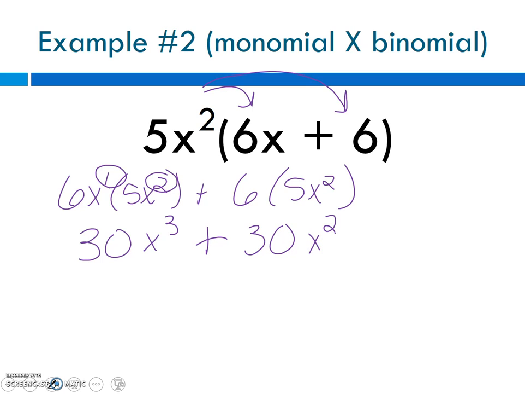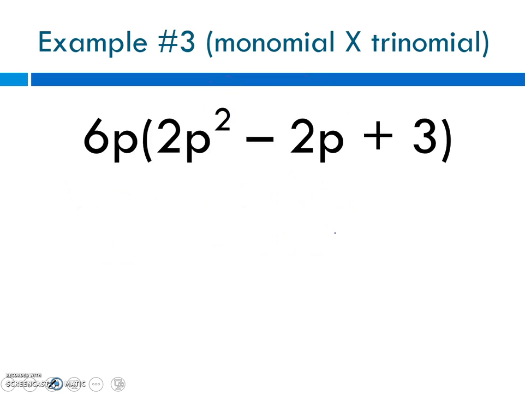Okay, so when there's a monomial in the front, go ahead and just distribute it through. That's probably the easiest method for you. We're not combining anything because one has an x to the third and the other one is x squared. Same deal with this one. I'm going to go ahead and distribute this through.